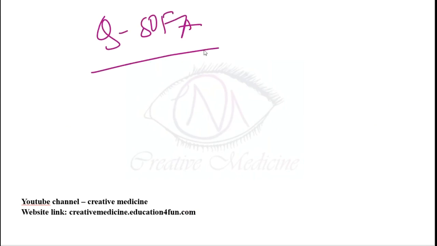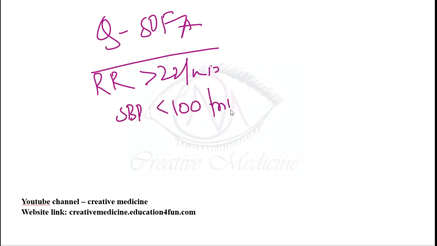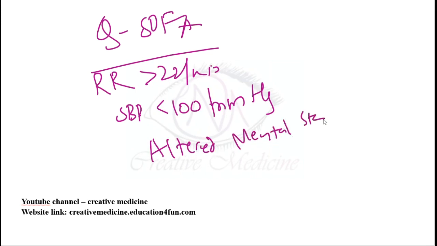Then the next important score is QSOFA, that is Quick Sequential Organ Failure Assessment. According to QSOFA, we have respiratory rate more than 22 per minute, systolic blood pressure less than 100 millimeters of Hg, and altered mental status can be seen.